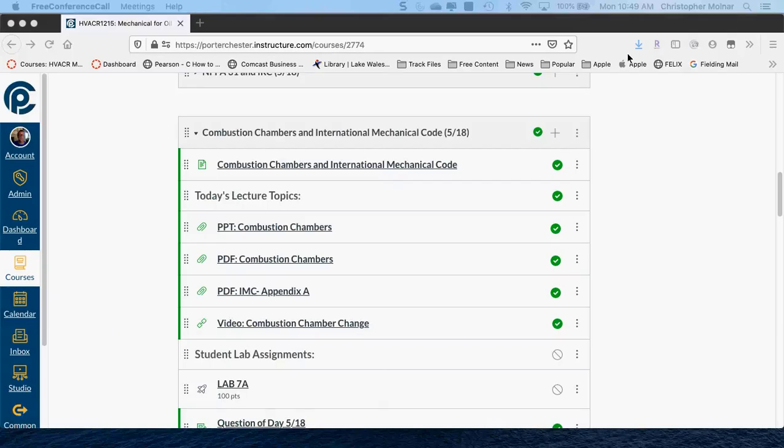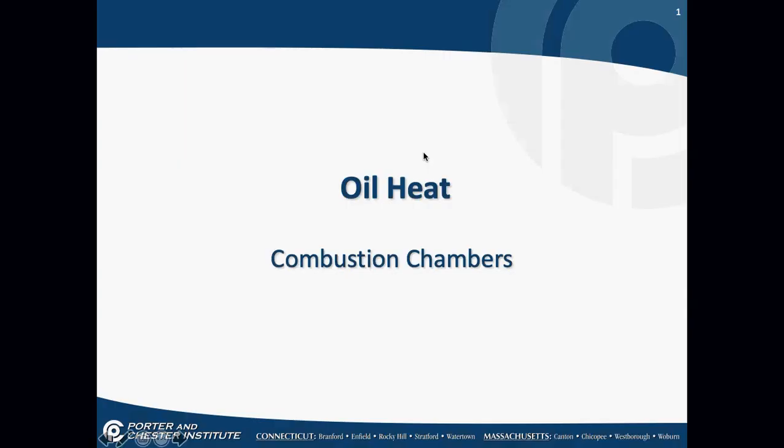Okay, so let's talk about combustion chambers. Now, if I said the word impingement, can anybody tell me what the word impingement means? We talked about it briefly last week. What does impingement mean? Is that when the flame hits the combustion chamber? Yeah, it's any time the flame hits the wall of the combustion chamber. The flame is impinging on the combustion chamber.